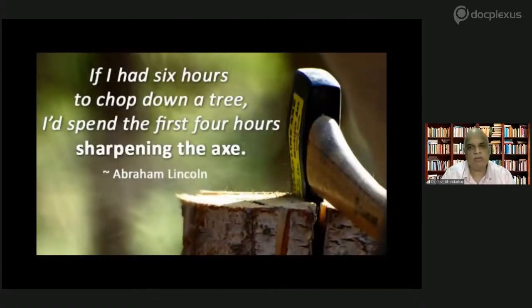When we talk about literature review before writing an article, this is the quote that always comes to mind from Abraham Lincoln. What he said was, if I had 6 hours to chop down a tree, I would spend the first 4 hours sharpening the axe. It is very pertinent when it comes to the literature search. The time spent in researching a topic should be almost half of that, if not more, of what one would spend in writing and rewriting the article. Unless you have done a thorough literature search and understood the topic well enough, it is not possible for you to write a good article.